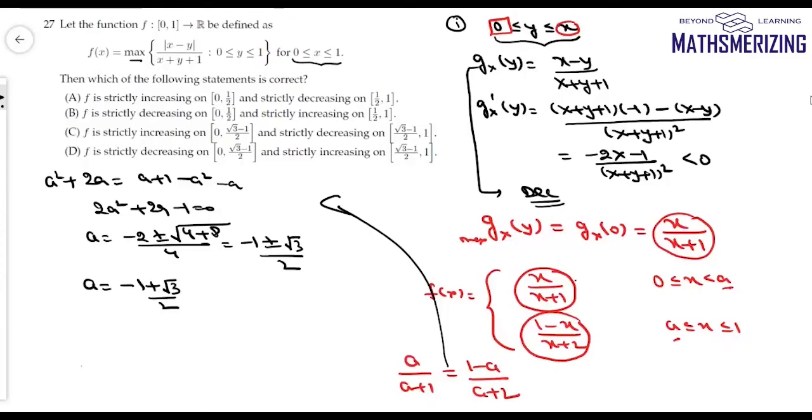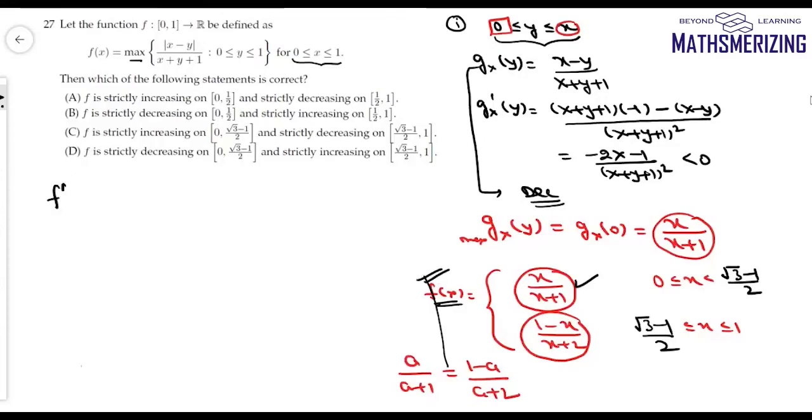So that means this function f(x) is defined as x upon x plus 1 when the value of x lies between 0 and (root 3 minus 1) upon 2, and this function is (1 minus x) upon (x plus 2) when the value of x lies between (root 3 minus 1) upon 2 and 1. Now we need to find where this function increases and where this function decreases. So I'll differentiate this function.